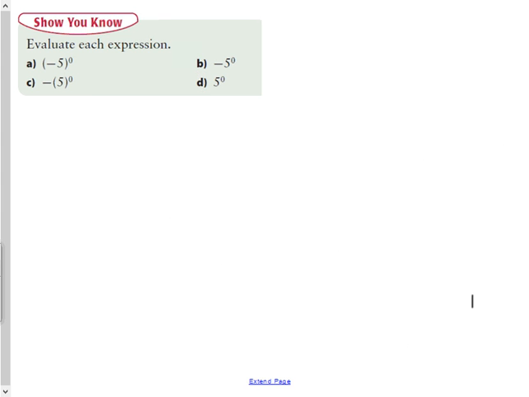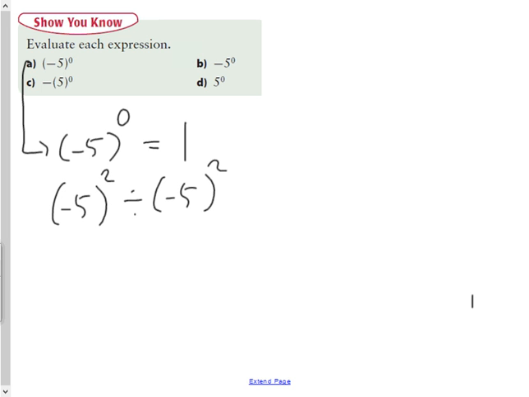So in the first one, A, negative 5 is in brackets. So this is saying negative 5 is your base, and it's to the exponent of 0. So therefore, I know that any base to the exponent of 0 is going to have a standard form value of 1. And I can prove that by saying negative 5 squared divided by negative 5 squared is going to be a positive 25 divided by a positive 25. That's going to equal 1, right? And in exponential form, it would be keep the base and subtract your exponents.